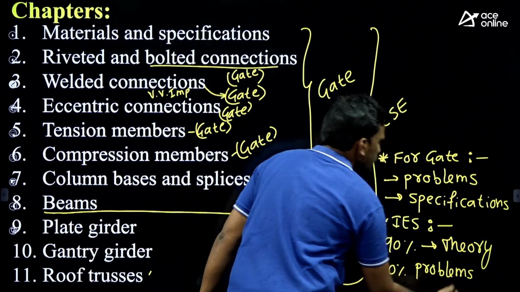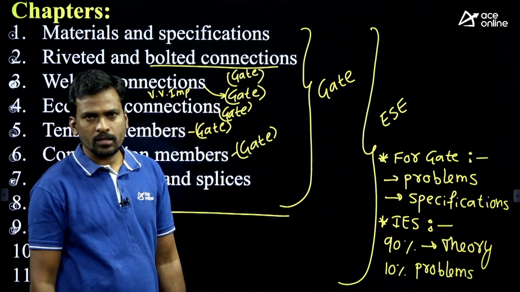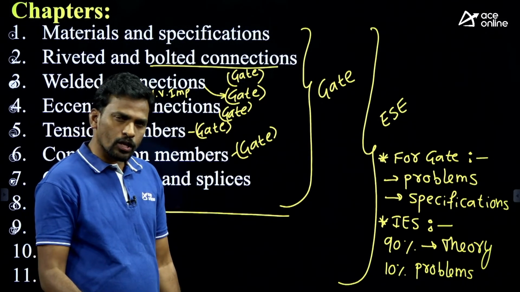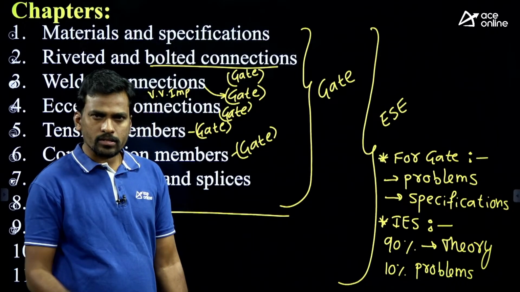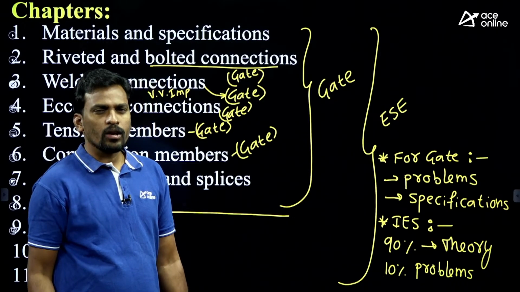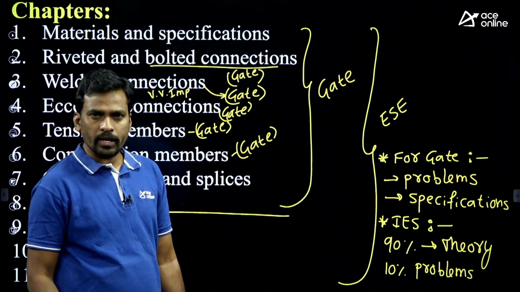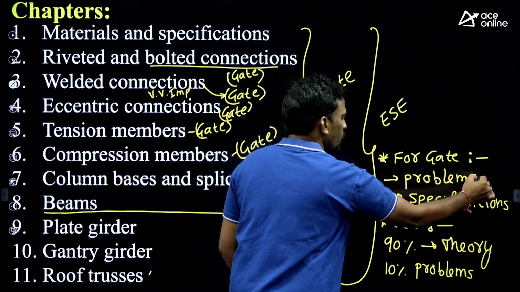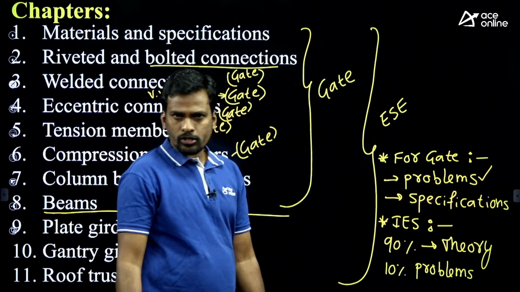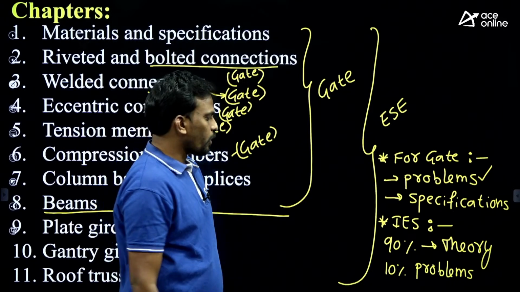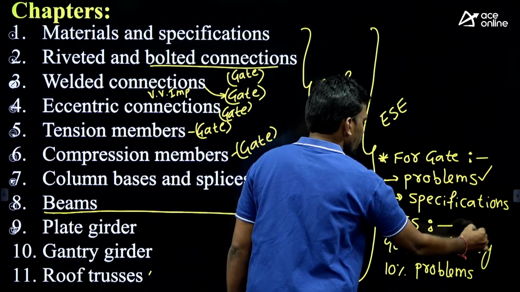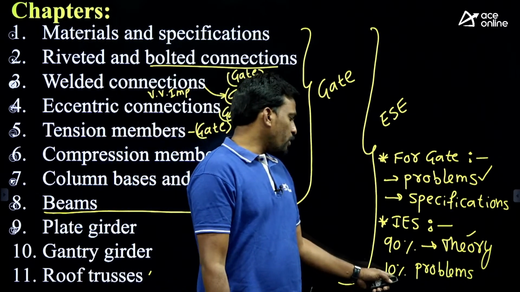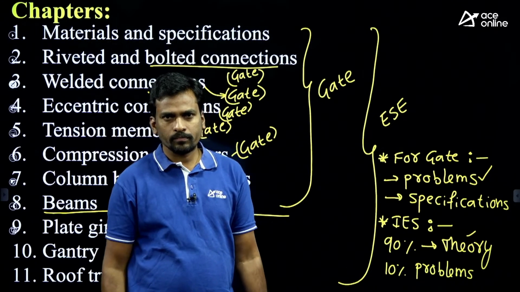because calculator is not allowed, right, for prelims. So there are lengthy design formulas. Even if you substitute the direct values in that formula, a calculator is required. Okay, very simple numerical questions they will ask. So GATE students concentrate mainly on problems and specifications, codal provisions. And IES people concentrate more on theory and codal provisions, and simple numerical questions. Clear this?